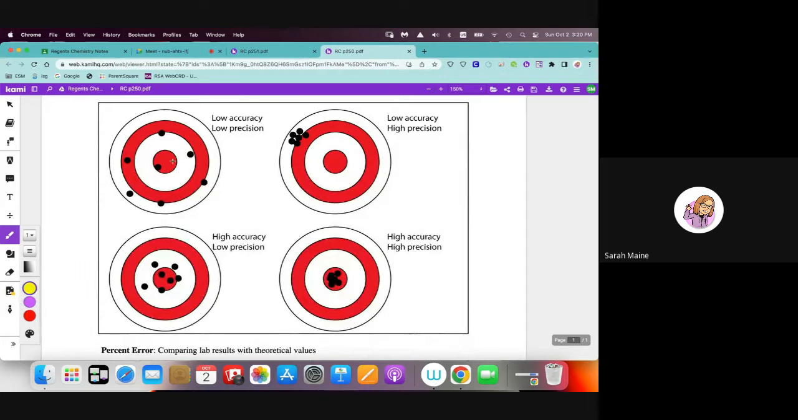So the target. I'm going to put an X here, and that X is what is known as the bullseye, and the bullseye represents the actual or accepted value. So that's what we are striving for. This is something that scientists before us have established, right? Whereas these other marks on the target would be the student data.